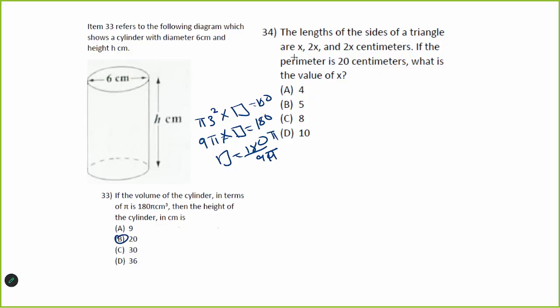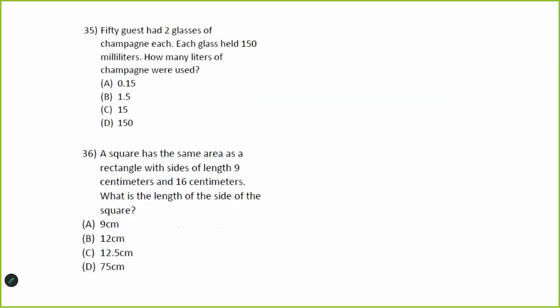This one here, what is x? 2 and 2, 4, 5, 5x is 20. So 1x would be 20 divided by 5, which is 4. Right? You know, it was 15 liters of champagne used. This one here, a square has the same area as a rectangle. 9 times 16, 9 sixes is 54. 1 9 is 9, 10, 11, 12, 13, 14. 144. So the side of your square is 12.